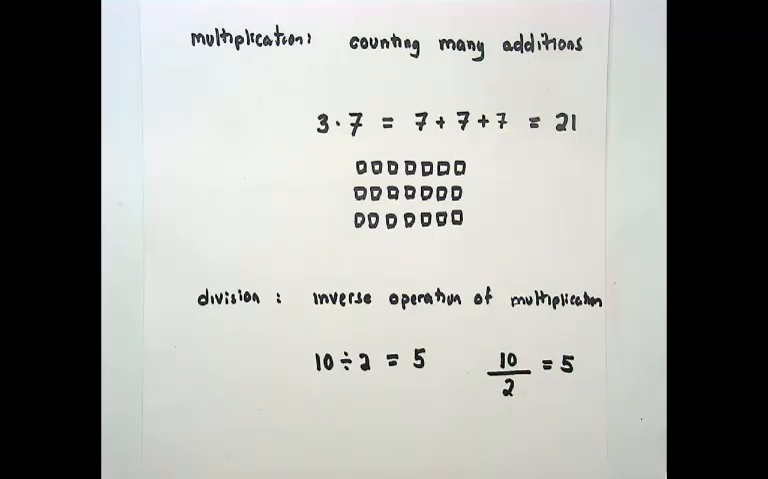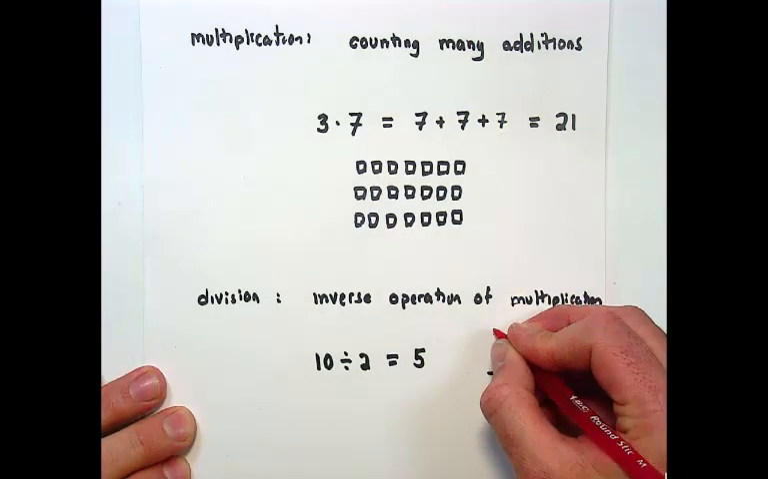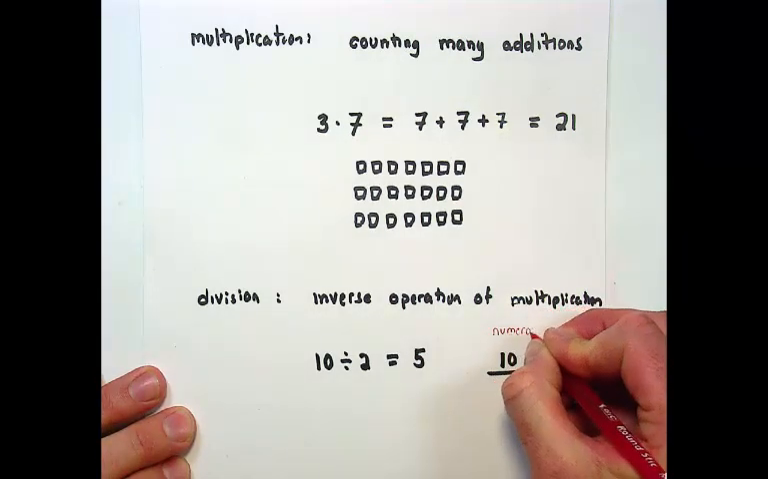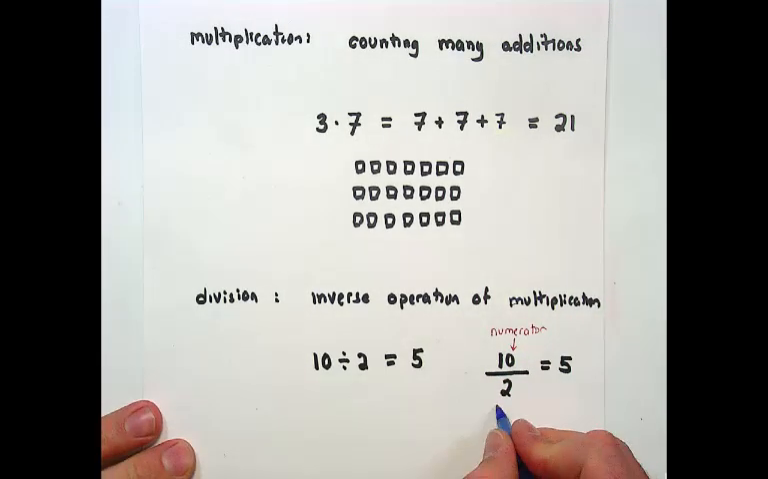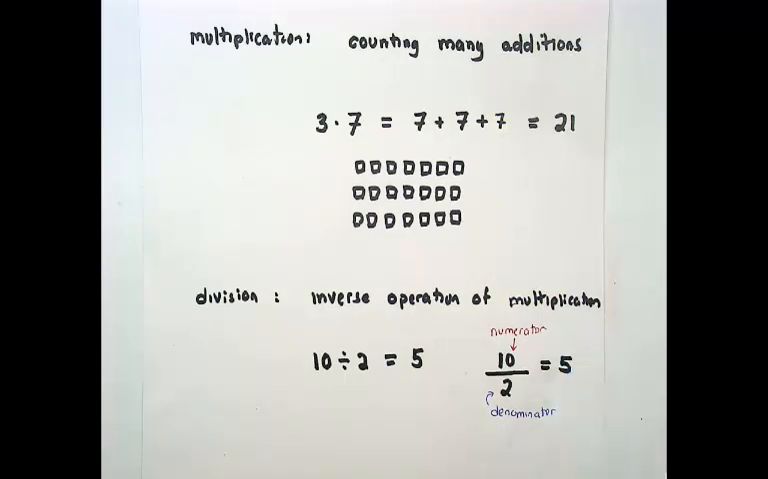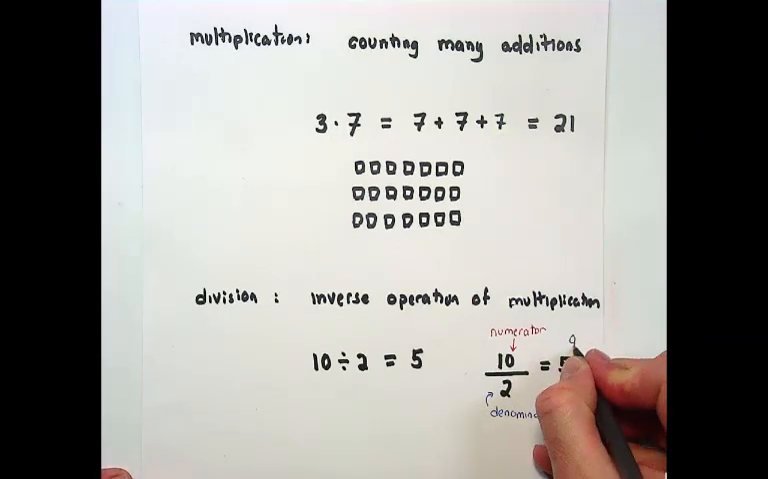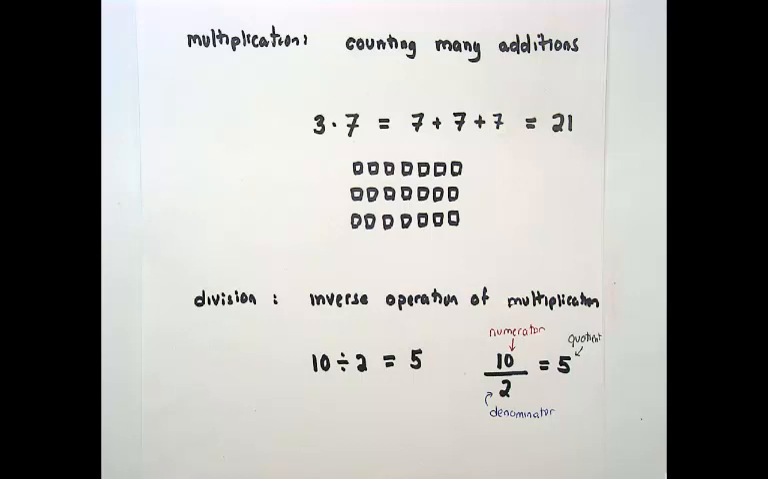I want to give some names to these things. Here, the one on top, we're going to call the numerator. And the one on the bottom, we're going to call the denominator. And then the one over here, we're going to call the quotient. So the output of a division is a quotient.